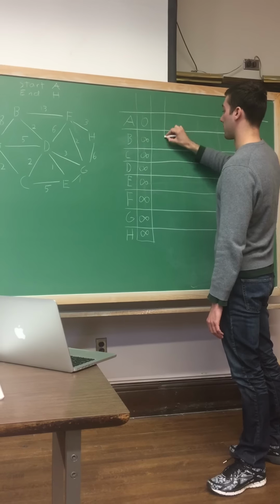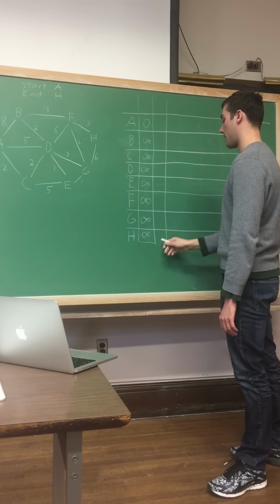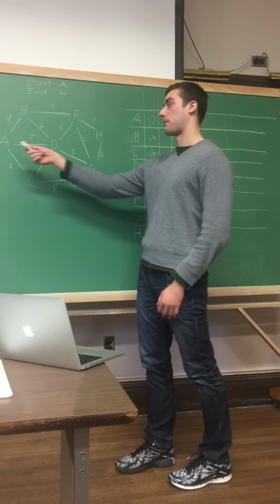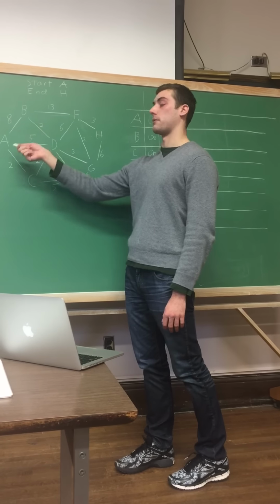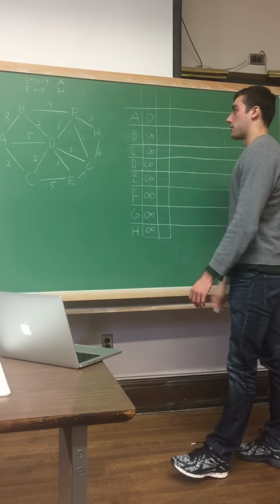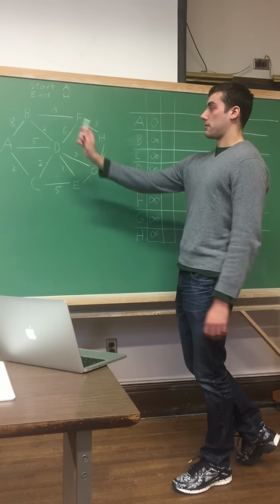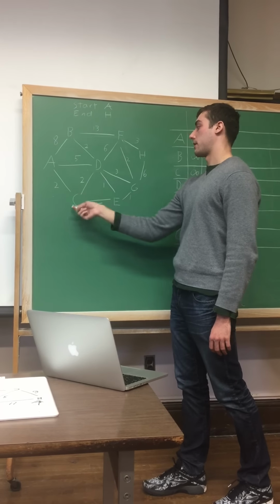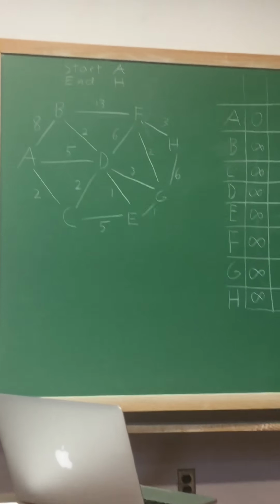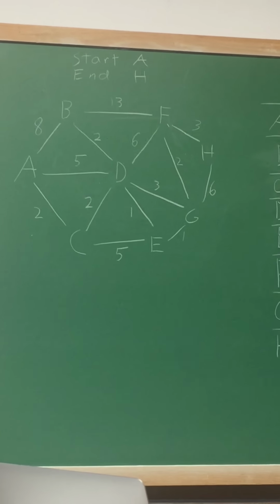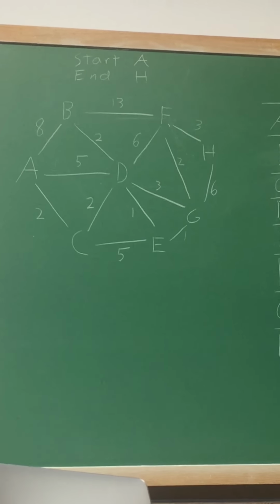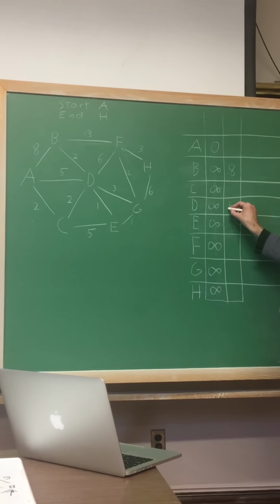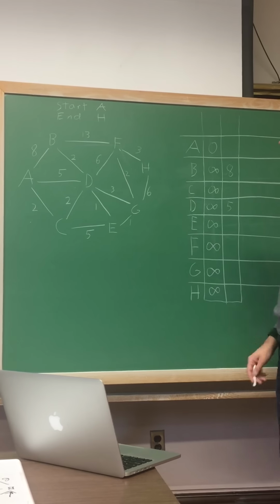So the next step is to make another column. Now our knowledge expands a little bit. Now it's time for A, and we're going to look out and see what's connected to A. So what is A connected to? It's connected to B, it can go to D, and it can go to C, right? So the path from A to B is 8. The path from A to D is 5. The path from A to C is 2.